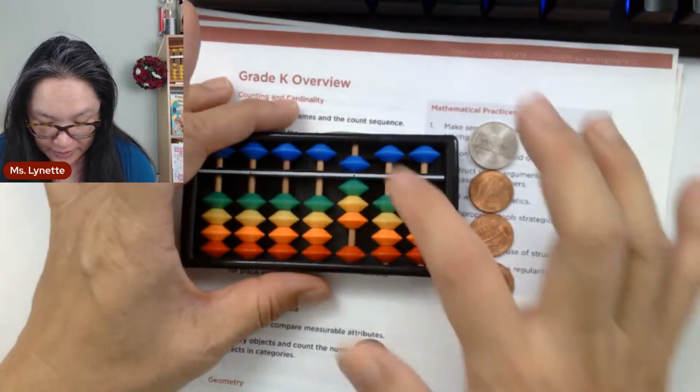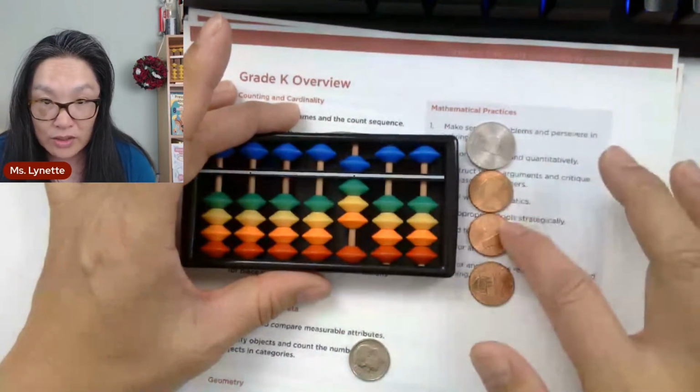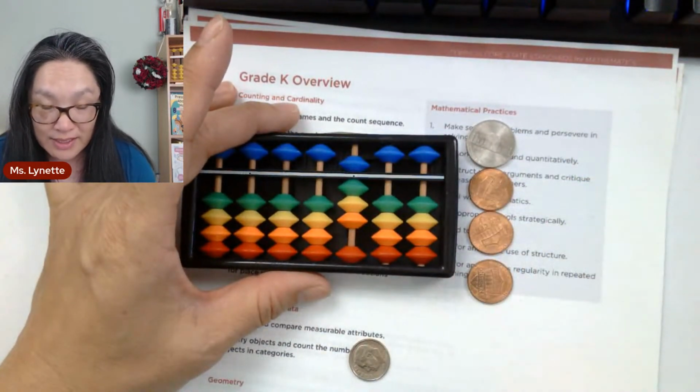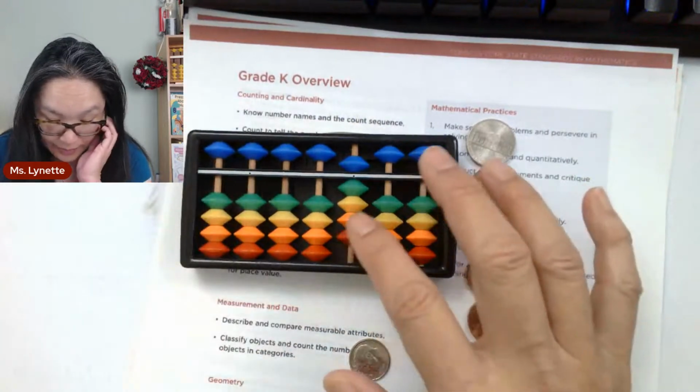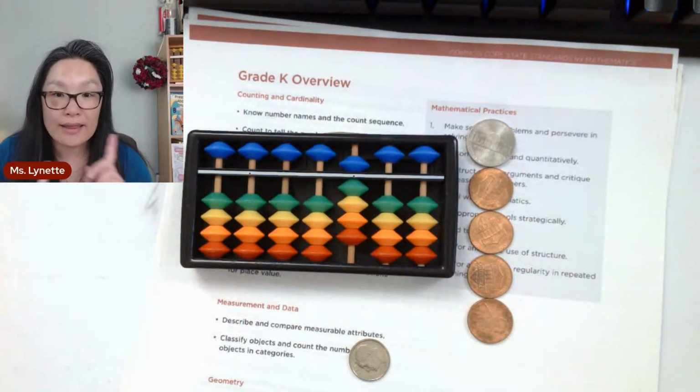Now we have 8. 5, 6, 7, 8. 5 cents, right? 1, 2, 3. So together that makes 8. And then we have 9. That is 9. So that's a little bit of correlation on how money and the abacus works.